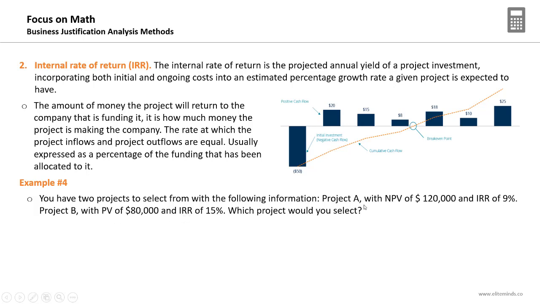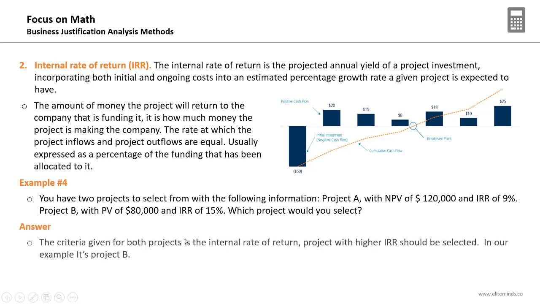So the net present value for project A and project B will do nothing for us, because we don't have the figure of each one of them for each project. So you need to look at the internal rate of return. Project B has a higher IRR, so you will go with project B. The criteria given for both projects is the internal rate of return, and the project with higher IRR should be selected. In our example, it is project B.